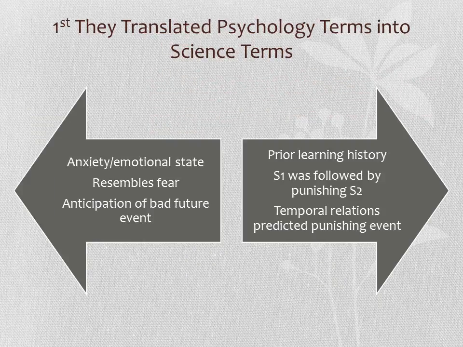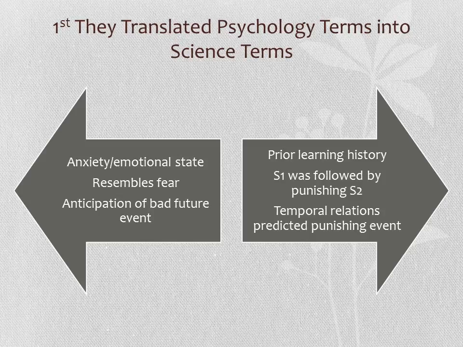The first step in making psychology scientific was translating it to measurable terms. Anxiety, being an emotional state resembling fear, anticipating bad future events, none of those statements are measurable. So B.F. Skinner had to put it in behavioral terms.